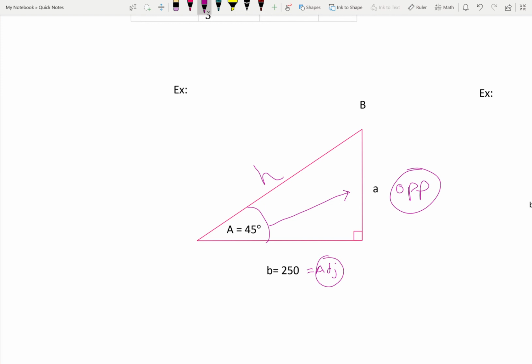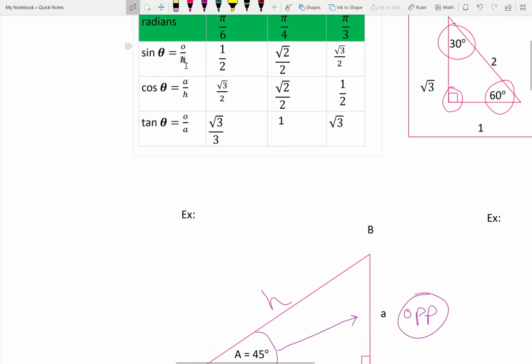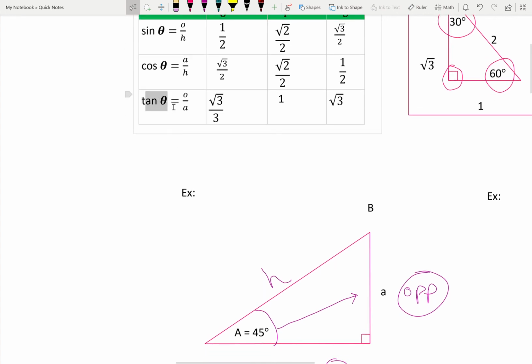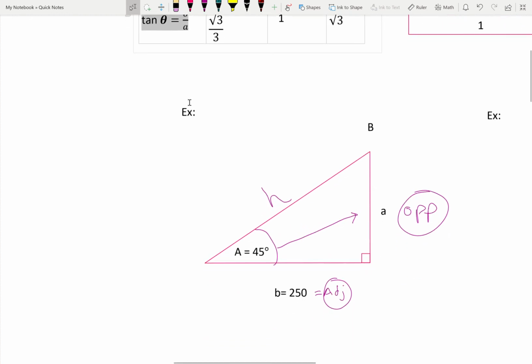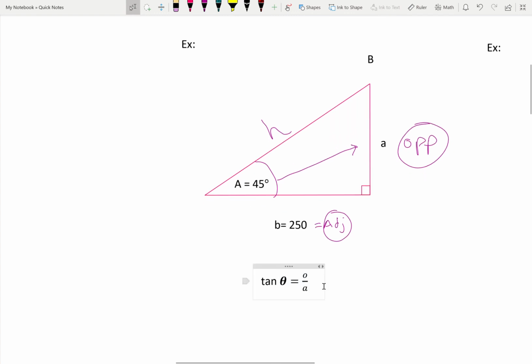Because we're talking about opposite and adjacent, I'm going to use tangent. In tangent, I use opposite and adjacent. Since I don't know what the hypotenuse is, and they're not asking for it, I'm not going to use cosine or sine, which have hypotenuses in their definition. So because of this, I'm going to use tan theta as my reference here. So to figure out what A is, I'm going to use tan theta equals the opposite over the adjacent.